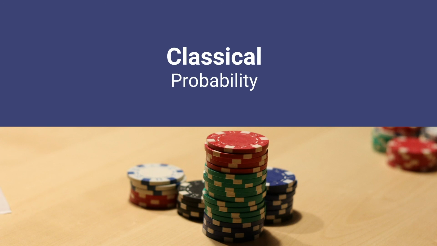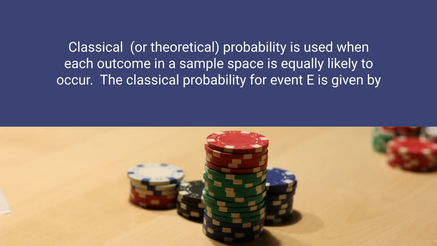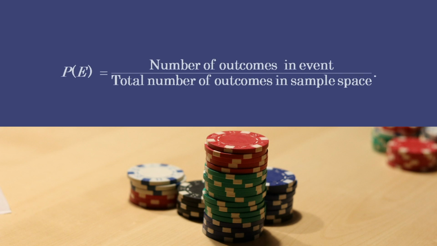If you talk more about classical probability, classical or theoretical probability is used when each outcome in a sample space is equally likely to occur. The classical probability for event E is given by P(E) equals the number of outcomes in the event divided by the total number of outcomes in the sample space.